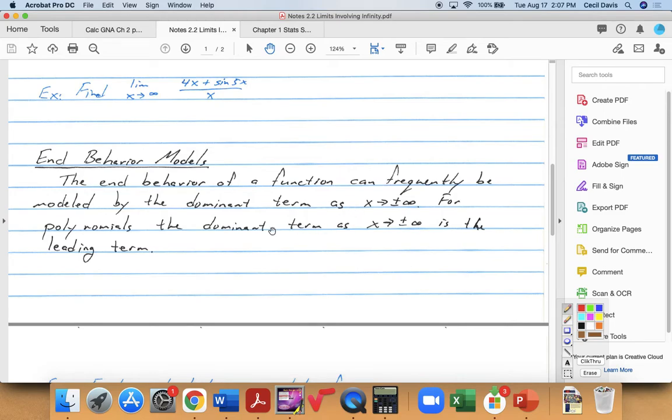So if it's a polynomial, the dominant term as x goes to plus or minus infinity is the leading term. Now remember, the leading term doesn't mean the first term, does it? What does it mean? Yeah, the term with the highest power. All right, page 2.